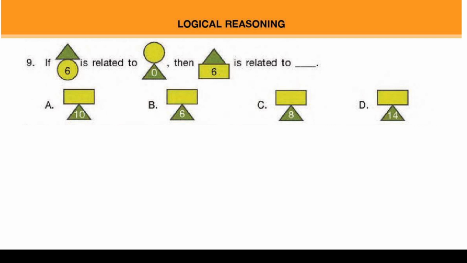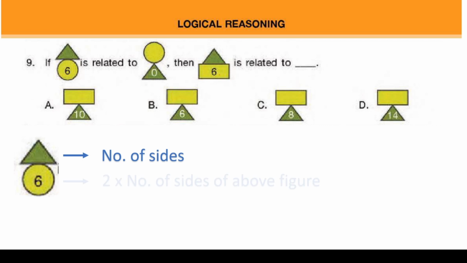I hope you were able to crack it. So let's look at the figure. Now here what is happening is the number of sides of the above figure is doubled and written in the figure below. So that is why here it has 3 sides and the circle has the number doubling of these 3 sides, that is 3 times 2, which is 6.